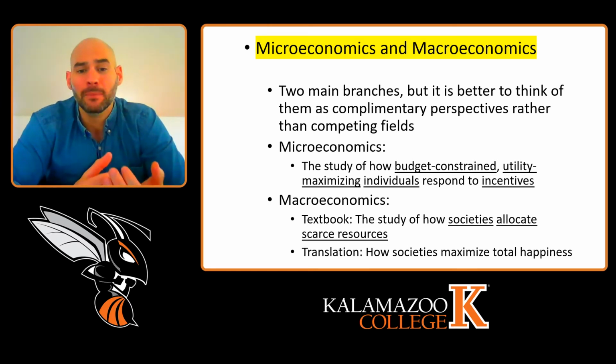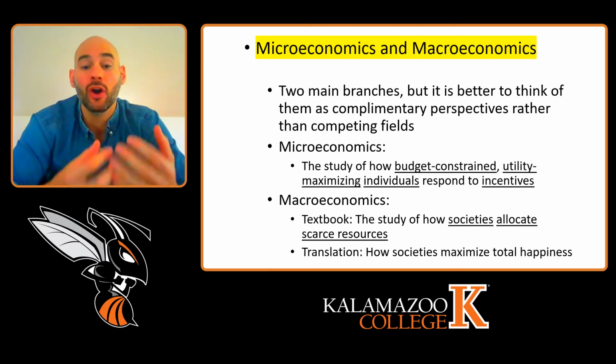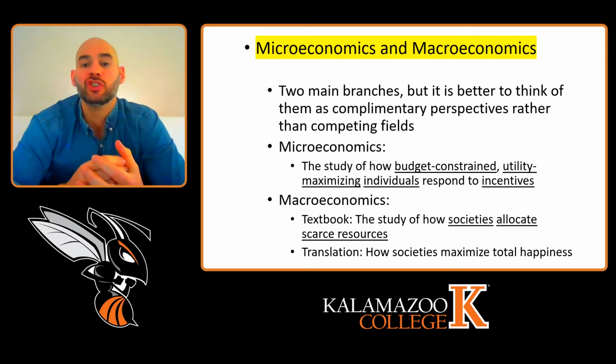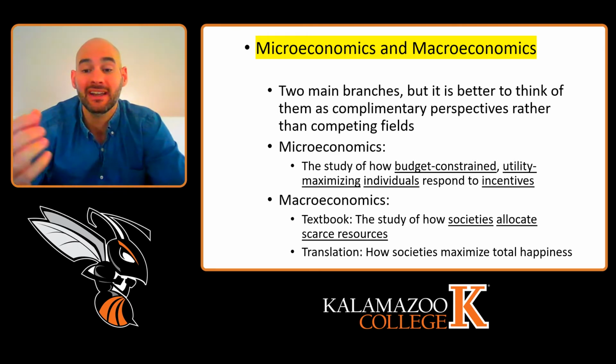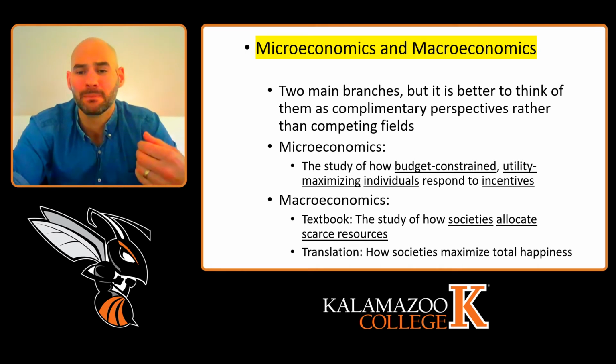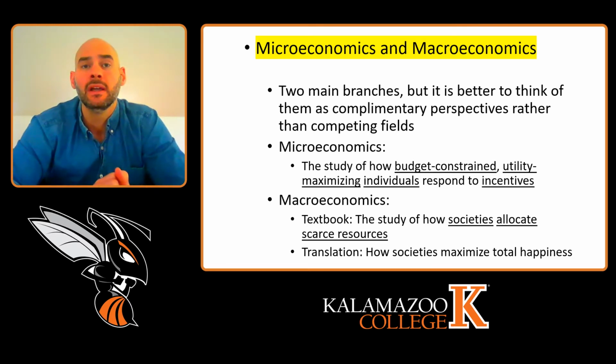But I think that kind of loses the point of what macroeconomics is all about. And for that reason, I'm providing my own translation of this, which is, I think that macroeconomics is all about how societies maximize total happiness, how they ensure that we are as happy as we can be in our total, and how that happiness is distributed. And so with that in mind, I'd like to break down that a little bit further and think about how that's related to some philosophical concepts.